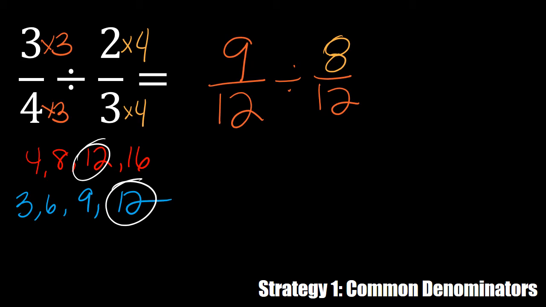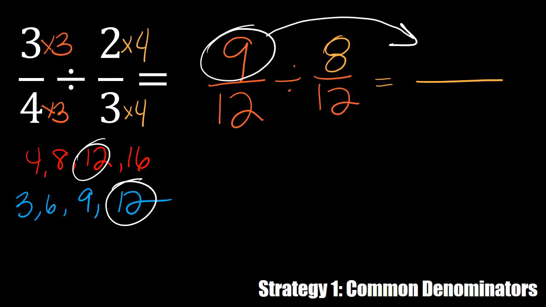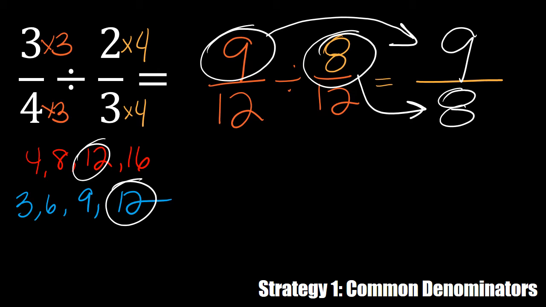And so the way we're going to go ahead and divide our numerators now, since we have the same denominator, is we can take our first numerator, 9, and put it on the top. And our second numerator is going to go at the bottom. So I have 9/8. And then we're going to rewrite that as a mixed number. So 8 goes into 9 one time. We're going to keep 8 as a denominator, and the remainder is 1. And so when I did the strategy for common denominators, I'm left with 1 and 1/8.